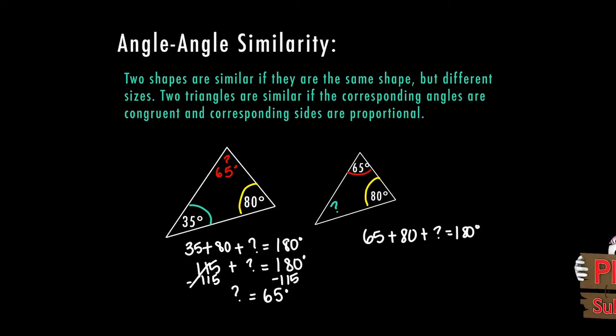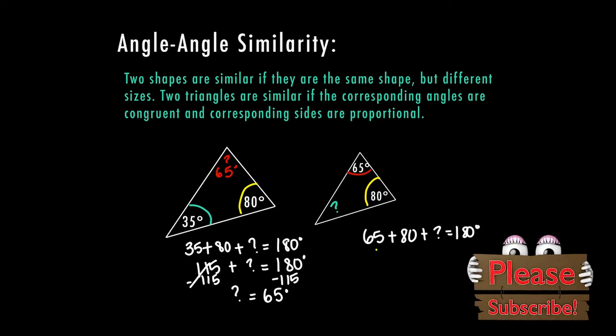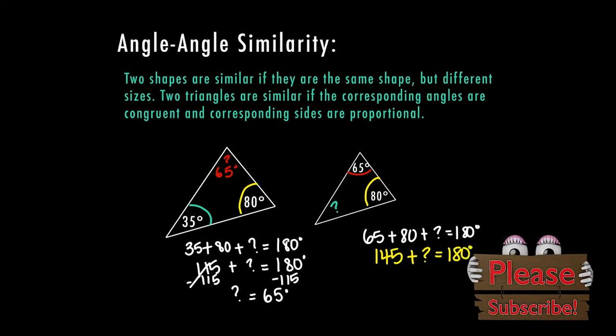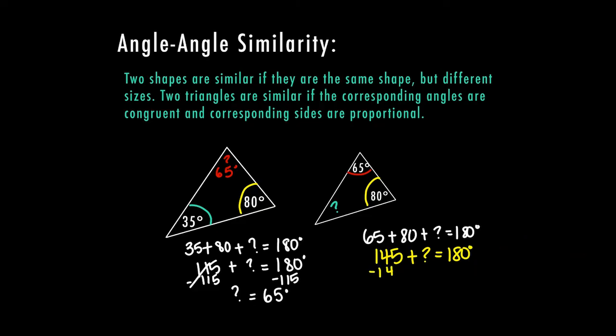So I'm going to add 65 and 80, which is 145. That plus my question mark should equal 180 degrees. So I'm going to subtract 145 from 180, and that means my question mark equals 35 degrees. So because we concluded that all 3 angles are congruent, we know that these are similar shapes.